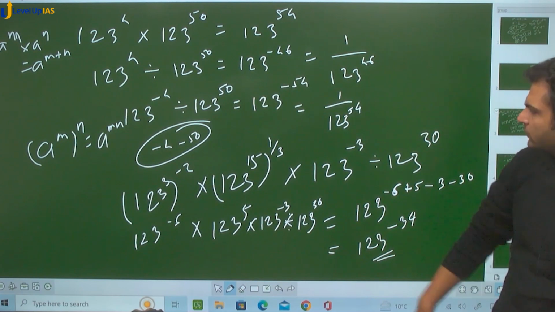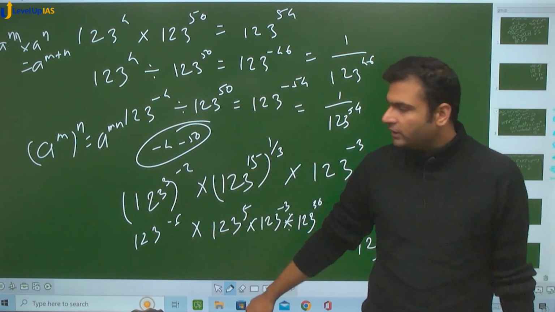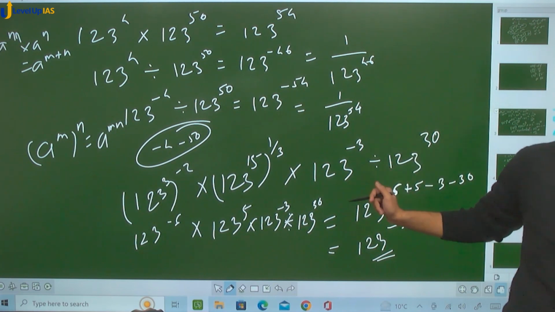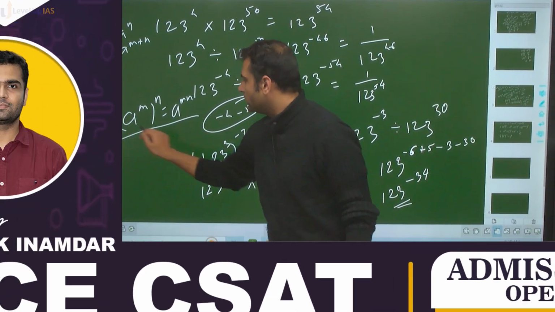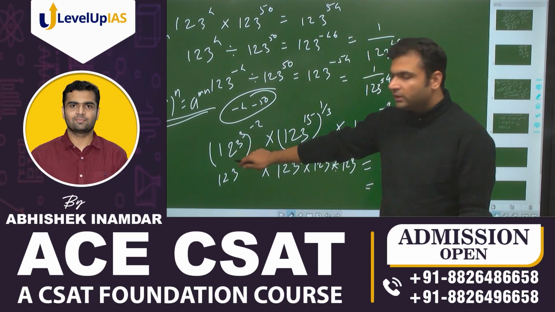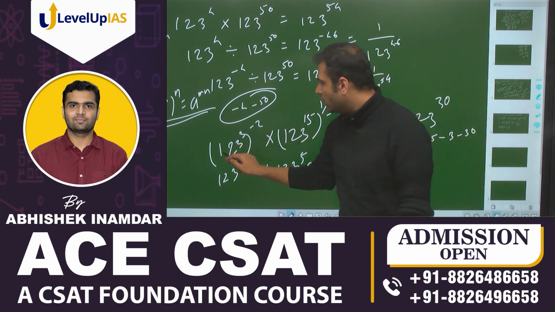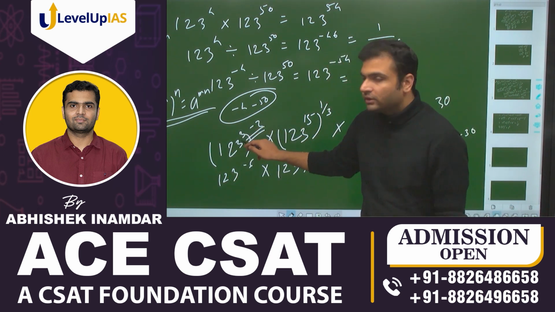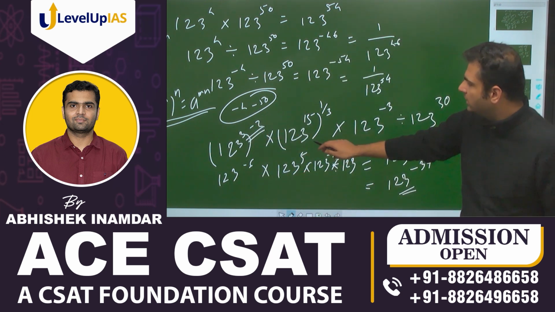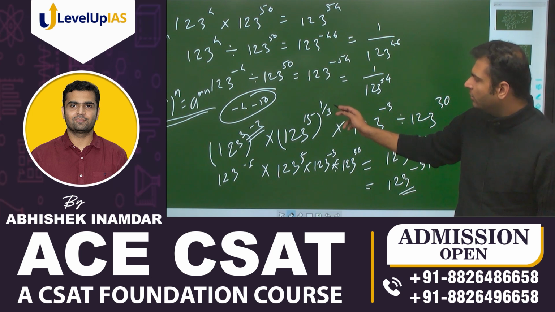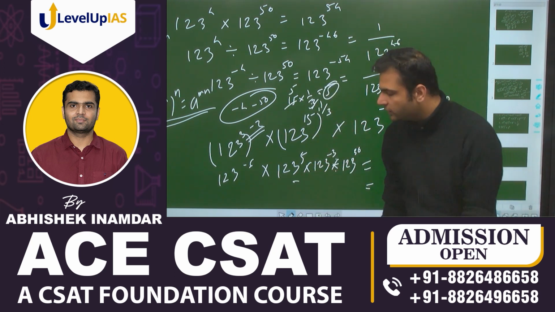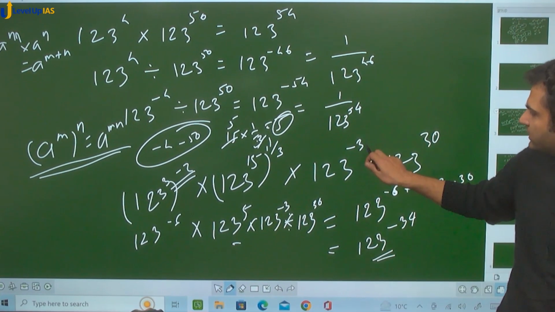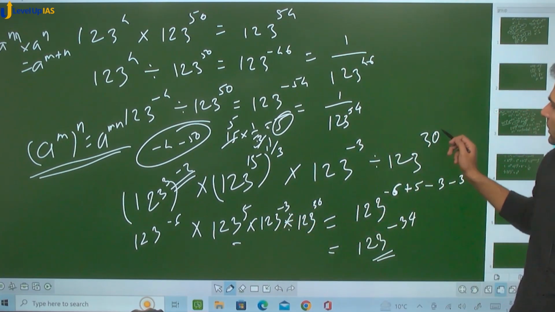Now, for this particular question, we firstly observe that base is everywhere same. Because base is same, we can just deal with powers, and we wanted to simplify the powers using this particular property. 123 raised to 3 raised to minus 2 would be just 123 raised to the multiplication of these two numbers, and 3 into minus 2 is minus 6. Similarly, here 123 is there, and 15 into 1 by 3 is nothing but 5. So 123 raised to 5 comes here. Then next is minus 3, that comes directly, and next is 30, that comes directly. It is in the division.